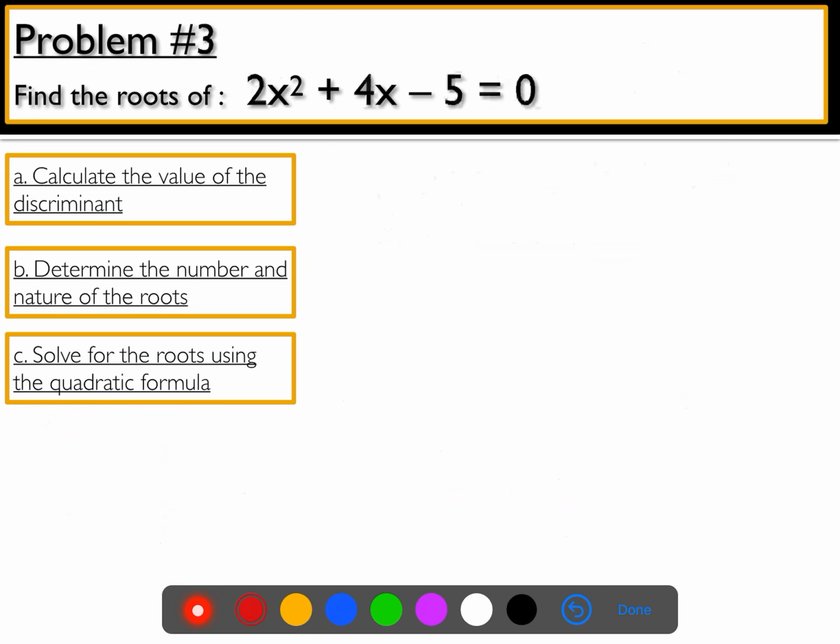Okay, we're going to move on and do a third example. So we have 4 situations that we actually want to look at for quadratic formula. So we want to make sure that we identify all of them. All right, so everything's on the same side. So I'm going to go ahead and start with my discriminant. All right, so A equals 2, B equals 4, and C equals negative 5.